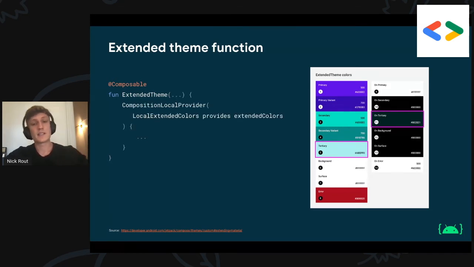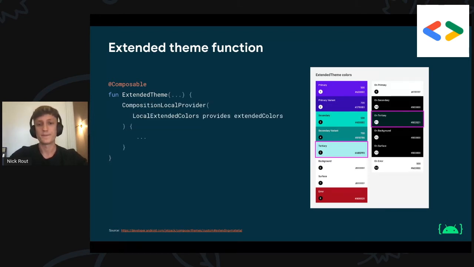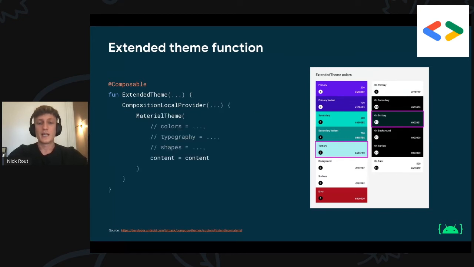We then use, in the same way that material theme does, composition local provider, and then we use that composition local extended colors to provide our extended colors, which is passed through as a parameter to our function. And within that, we still need to call material theme because we do want to actually provide all the other material values like colors, typography, and shapes, and pass those values through to it, as well as our contents parameter.